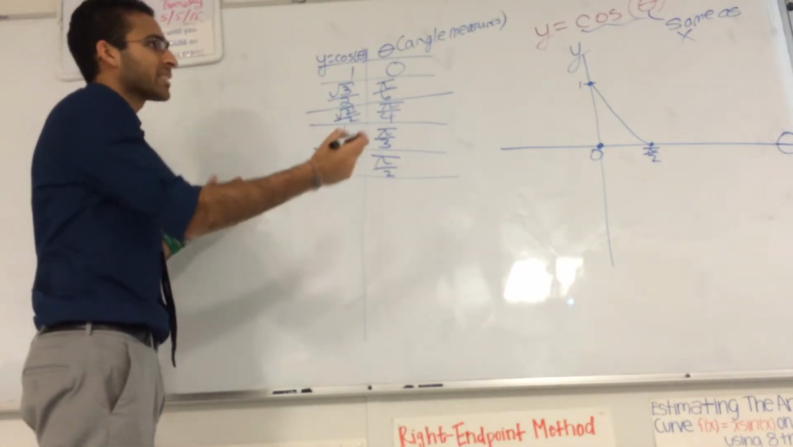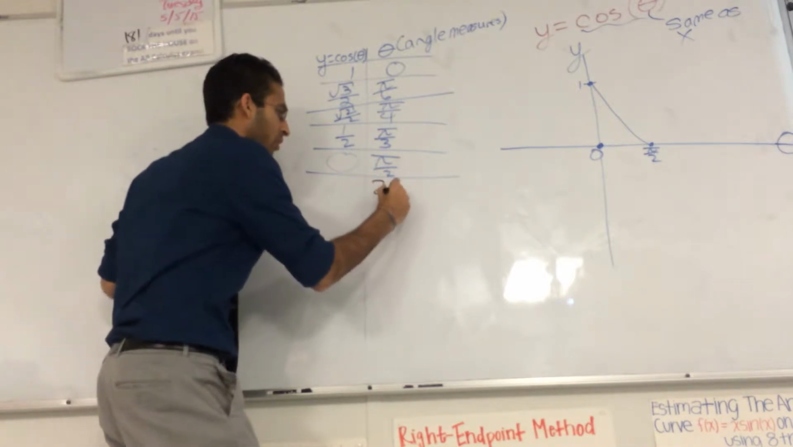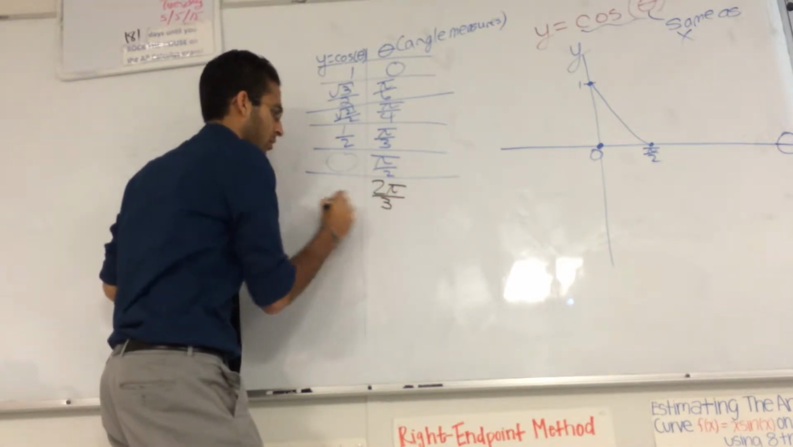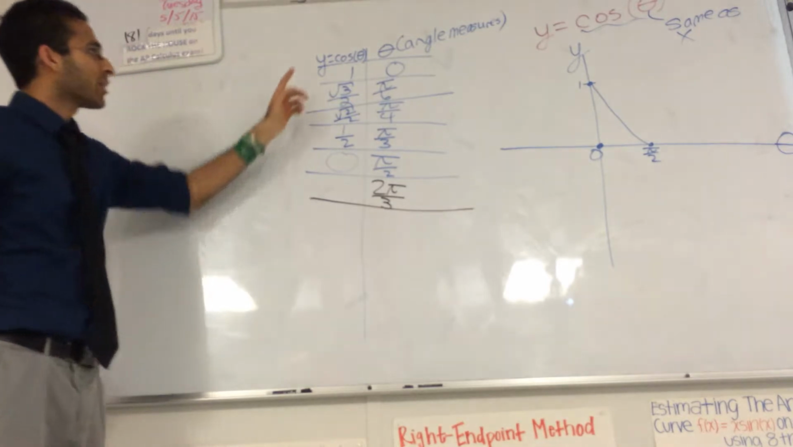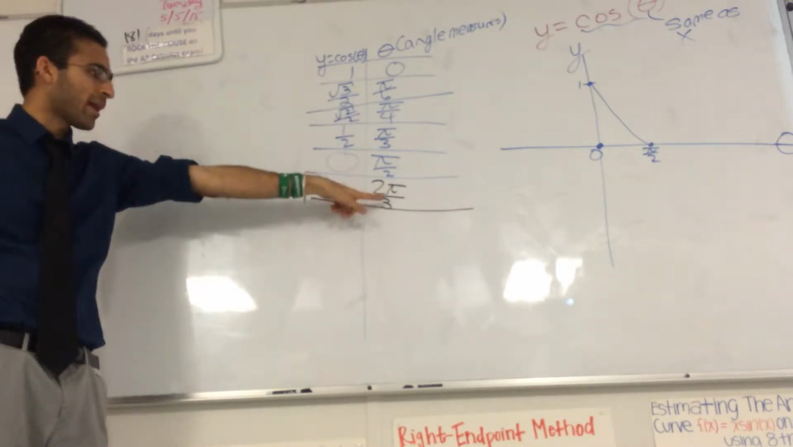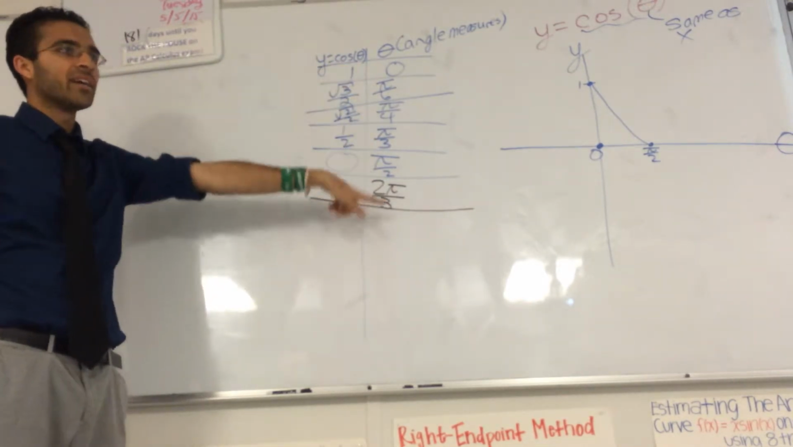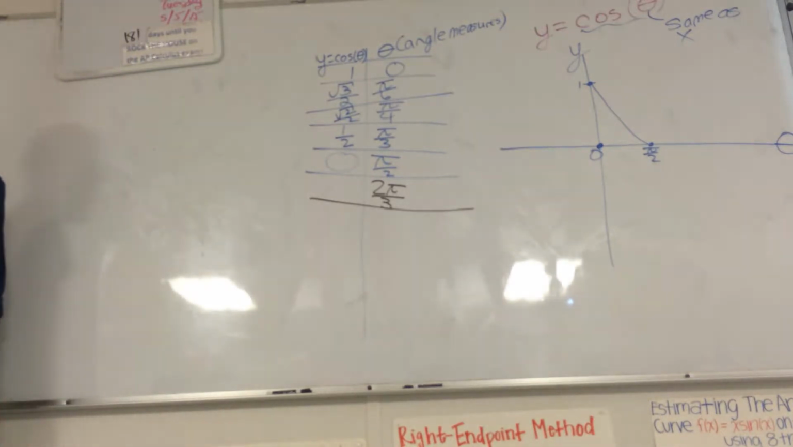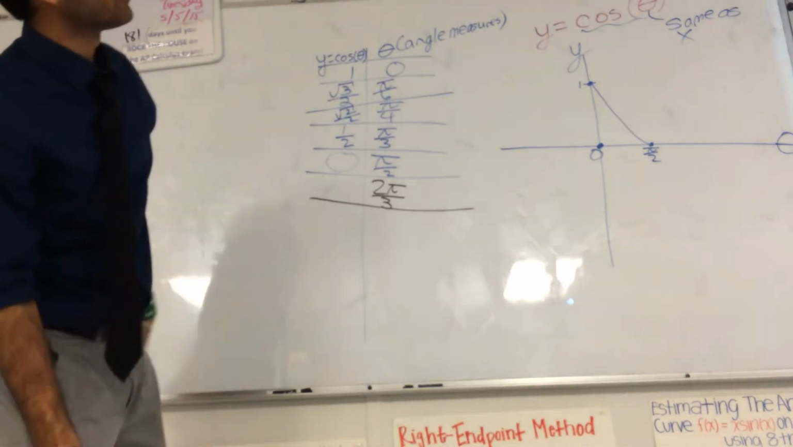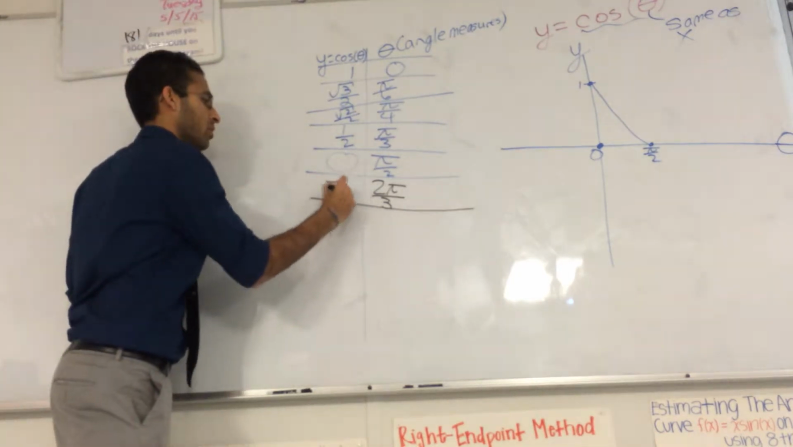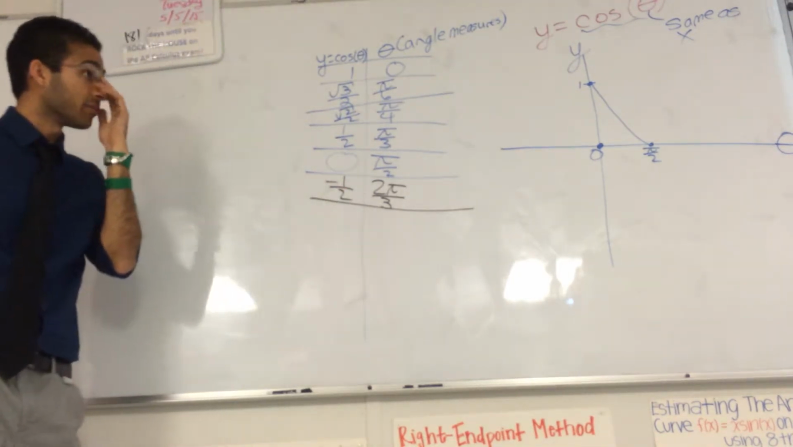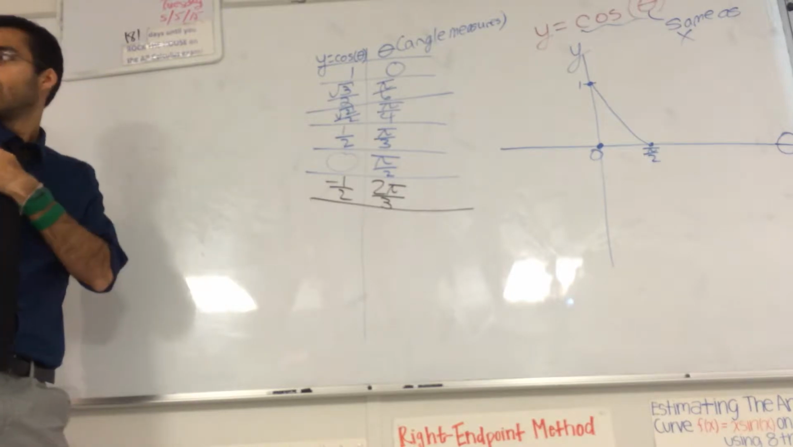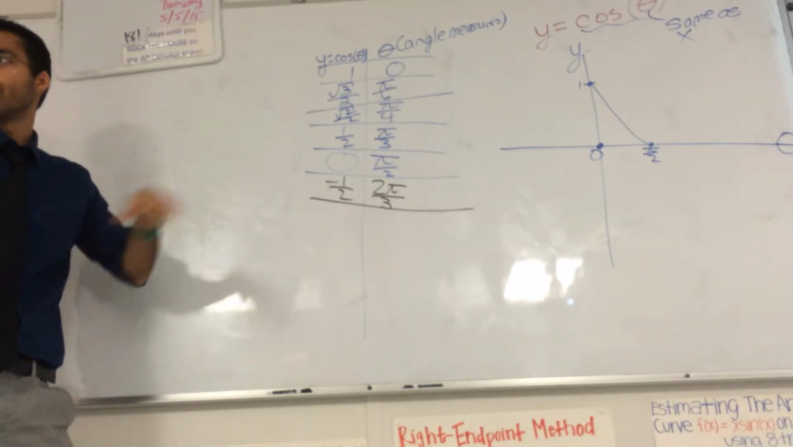So what's the next angle? Well, 2 pi over 3. So now I want to say cosine of 2 pi over 3. Cosine of, call it 120 degrees, is going to be negative 1/2. Negative 1/2. Some of you are already seeing the pattern. You can keep building.